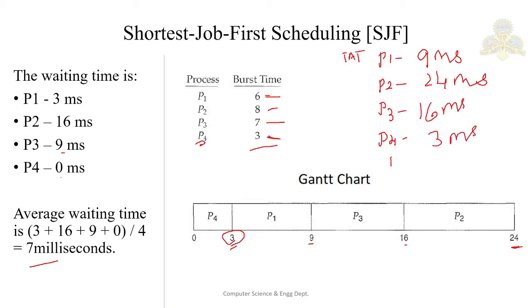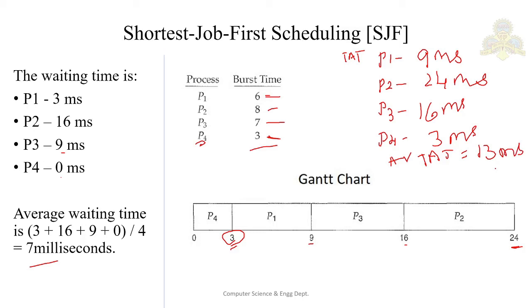Now calculate average turnaround time. So average turnaround time is nothing but the addition of all these divided by 4, that is the total number of processes, which comes up to 9 plus 24 plus 16 plus 3. It is 52 by 4. That comes around 13 milliseconds. Fine. So this is how you calculate your turnaround time as well as waiting time.